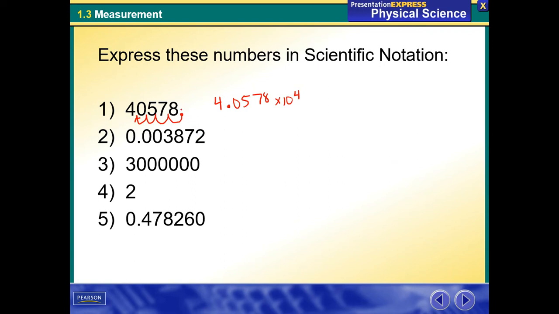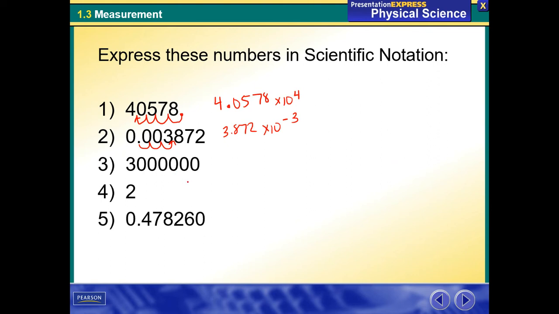When I look at the second number, here you should move it 1, 2, 3 spots to the right, 3.872. Note that there's only one non-zero to the left of it, that's that 3, times 10 to the negative 3. Now the reason it's negative is because this number is less than 1, but also you can see your arrow moving to the right.